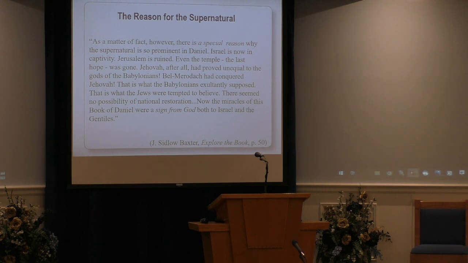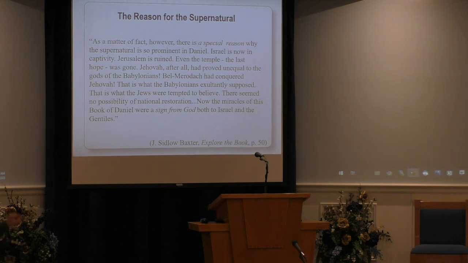Jerusalem is ruined. Even the temple, the last hope, was gone. Jehovah, after all, had proved unequal to the gods of the Babylonians. Bel-Merodach had conquered Jehovah. That's what the Babylonians exultantly supposed. We've conquered over their God. And that's what the Jews were tempted to believe. There seemed to be no possibility of national restoration.